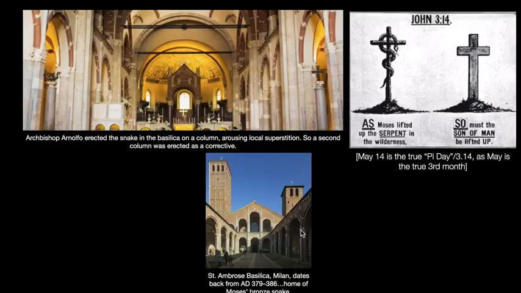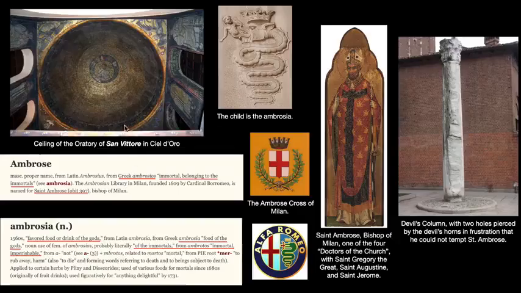Here's the exterior of St. Ambrose Basilica. Even St. Victor shows up in this basilica, in the Ciel d'Oro, the golden ceiling of San Vittore. Let's have a look at this name, Ambrose, from Ambrosios, immortal, belonging to the immortals. Ambrosia, Saint Ambrose. It's the favored food or drink of the gods. The Greek ambrosia, food of the gods, of the immortals, imperishable. It's the food of the gods.